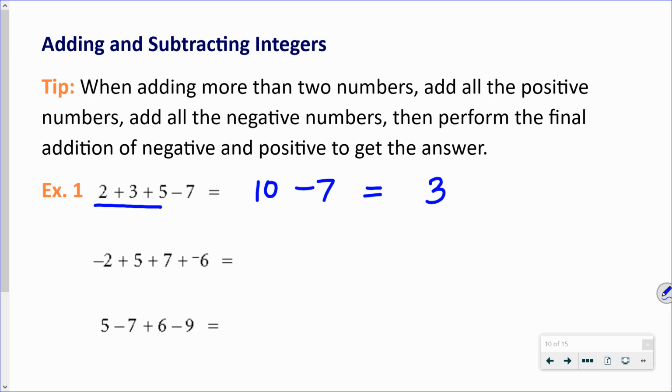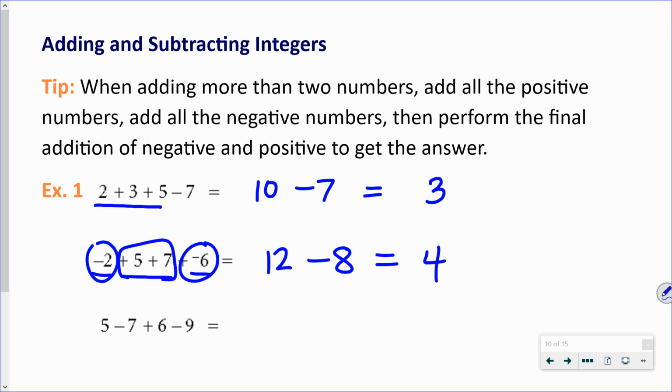In this example, I've got some negatives and I've got some positives. So I'm going to do the positives first. 5 and 7 makes 12. I've got some negatives, which I know means I can keep the sign, add them together. And then I'm going to do my final operation to simplify one last step.